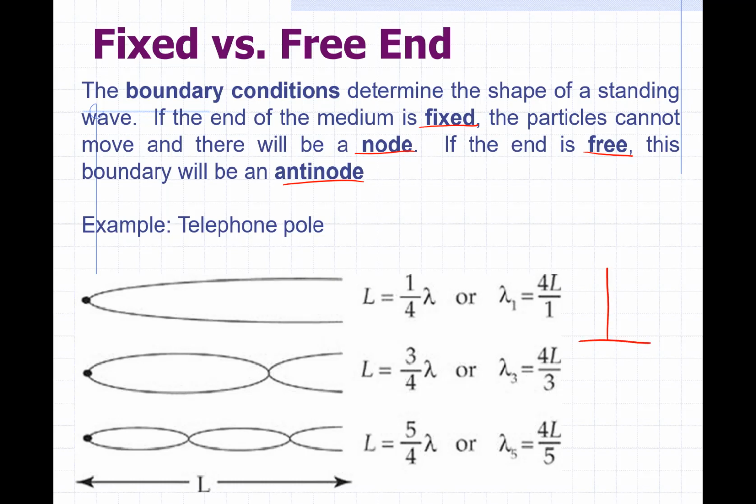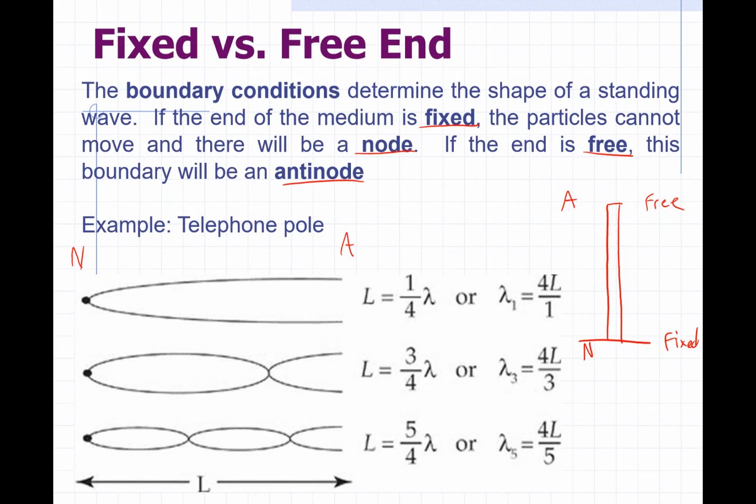For example, if there is a telephone pole. Now, we don't often think of waves forming in a telephone pole, but they can. And they do, and you can get standing waves. This is a free end. This is fixed. So we'll get a node and an antinode here. Node, antinode.